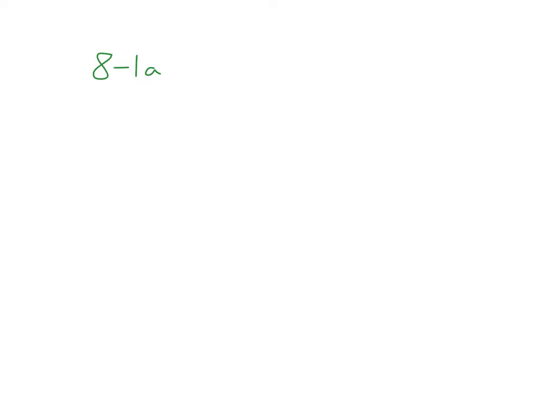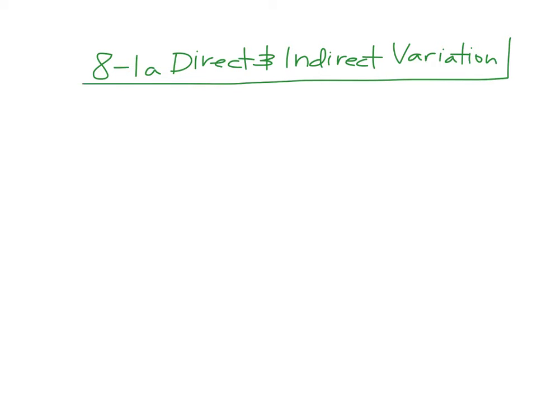And 8.1a is direct and indirect variation. Direct and indirect variation. I'm going to tell you as we're doing it which one we are using.